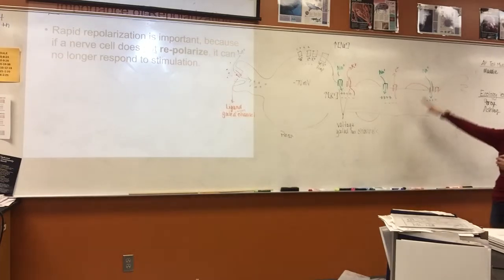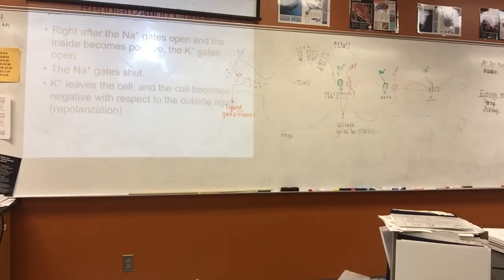And that moves from node to node until we get to the end. So right after the sodium gates open and the inside becomes positive, the potassium gates open and the sodium gates shut. The potassium leaves the cell and the cell becomes negative with respect to the outside again, and this is repolarization. So you're polarizing it again, bringing it back to where it starts.